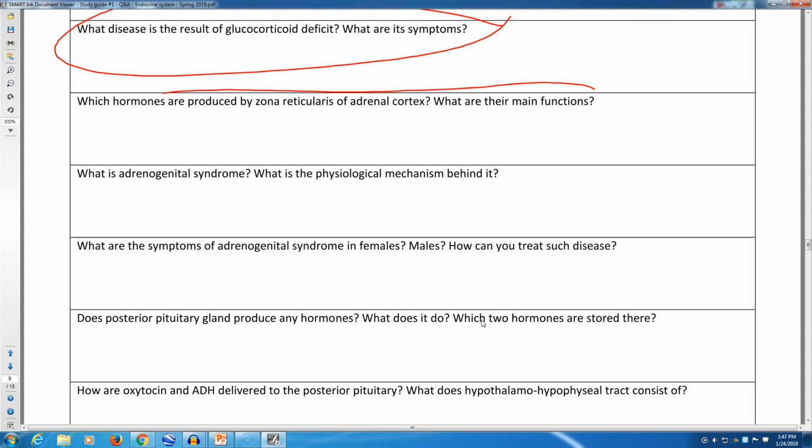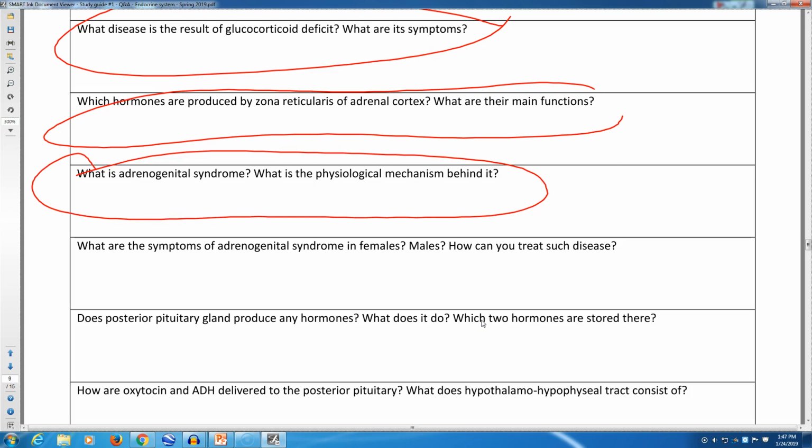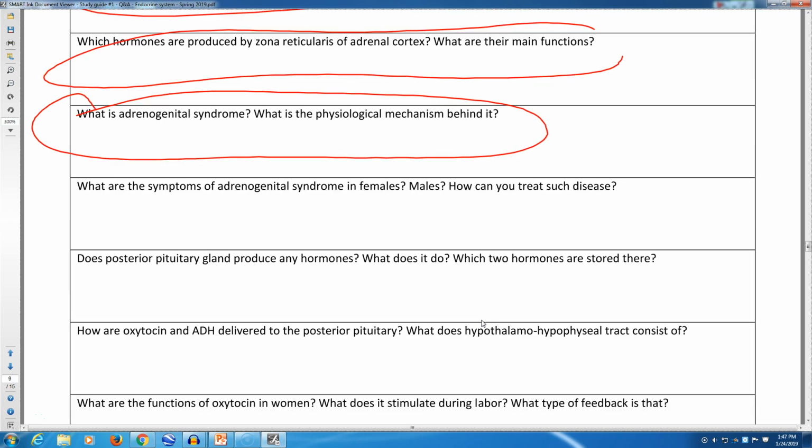Now, androgens from zona reticularis contribute to adrenogenital syndrome. You answered it today brilliantly. No glucocorticoids, a lot of ACTH. A lot of ACTH overstimulates adrenal cortex. It produces a lot of androgen. Masculinization in females. In males, it's going to be the opposite. A lot of androgens in females will lead to development of ambiguous reproductive organs.